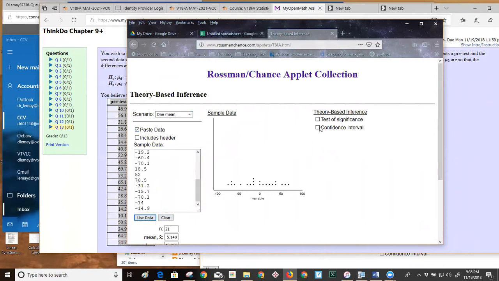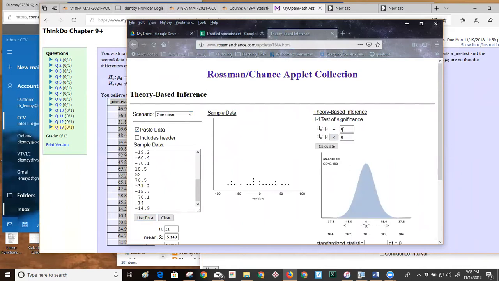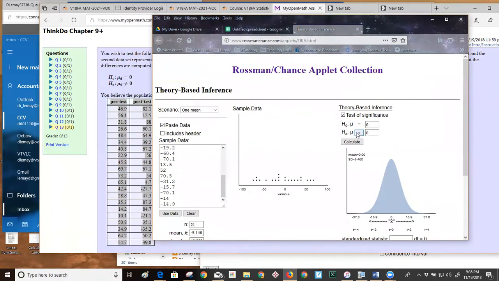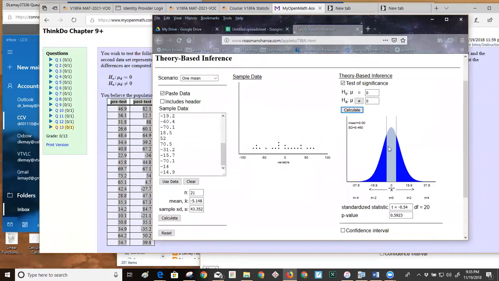Use my data. I'm going to do a test of significance, and I want to test if it's a two-tailed test with the mean difference being 0. Calculate it. Because it's a two-tailed test, I'm going to get a pretty big p-value.